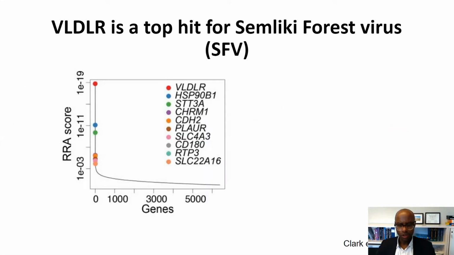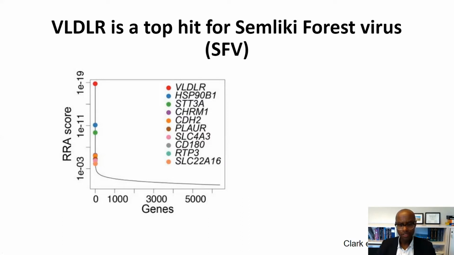And so when we carried out the screen with Semliki Forest virus, which is an old world Alphavirus that, interestingly enough, has been reported to cause a case of encephalitis in humans once, but is known to cause encephalitis in animals, including neonatal mice, as well as horses.